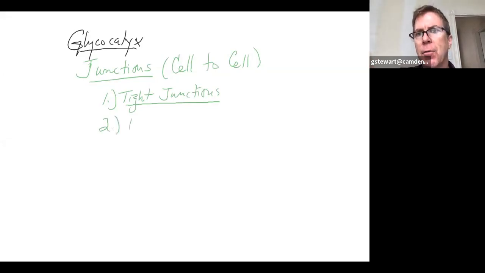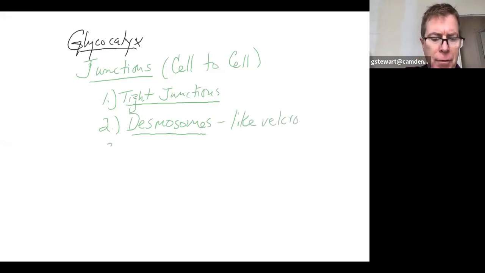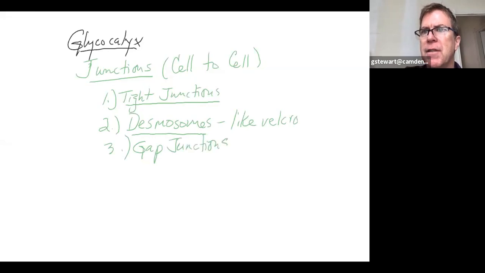Desmosomes are not quite as impermeable as tight junctions. These are more anchoring junctions, and I think the analogy now is like Velcro from cell to cell. And the third main type are gap junctions, which are the loosest type of cell-to-cell connections.